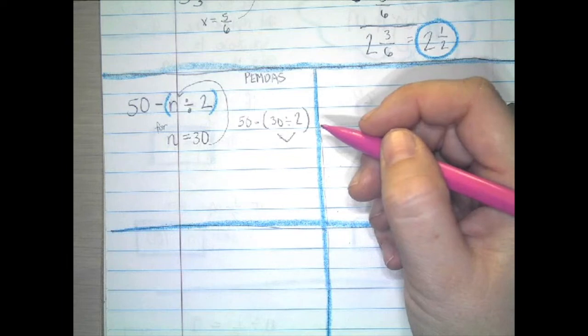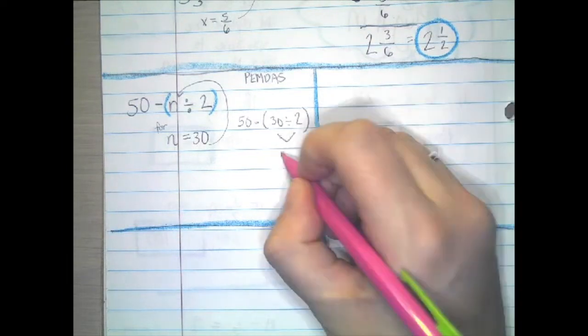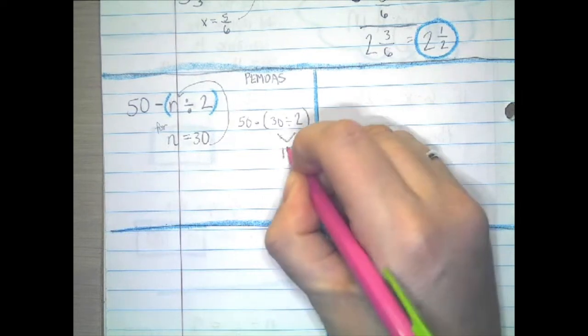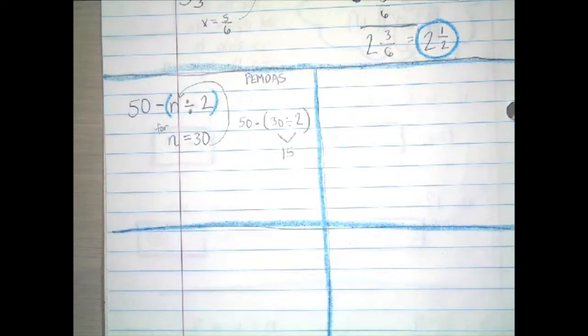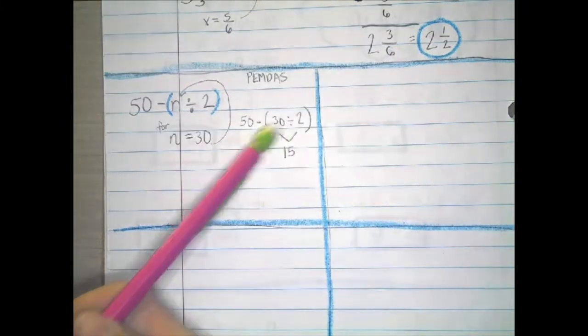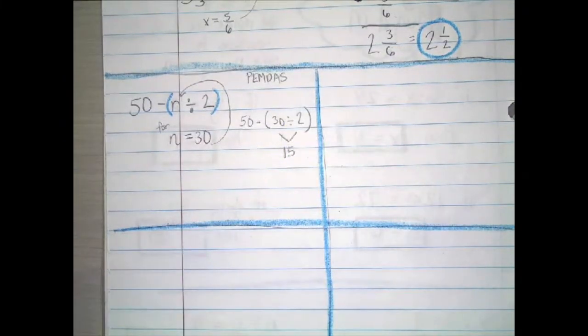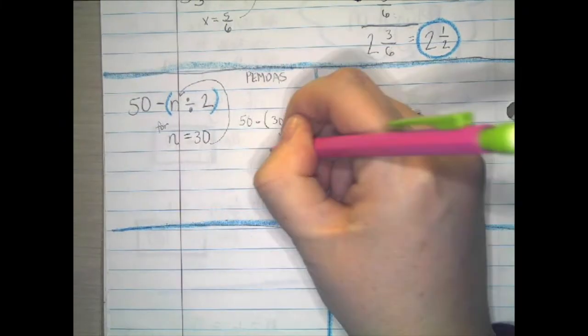Number 13. 30 divided by 2 is 15. I love the way you said that. You can grab a stamp. She repeated the problem. 30 divided by 2 is 15. So we put underneath the caret 15.